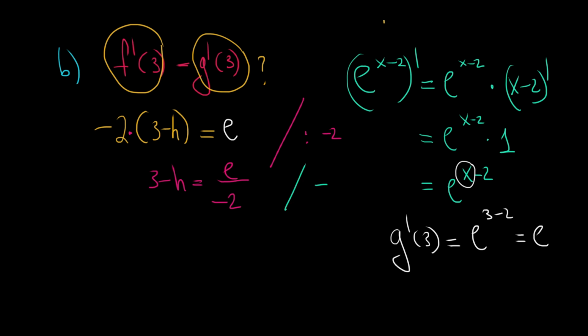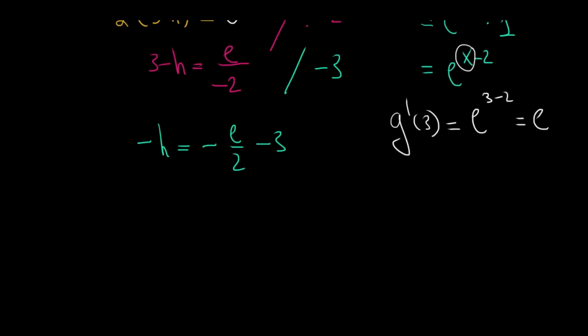So I will subtract 3 from each side, and I will have minus h equals minus e over 2 minus 3. And it's still not good enough because the question says to write and solve for h. So I have minus h. But minus h, I hope you know that this is just minus 1h. So I can multiply by minus 1.